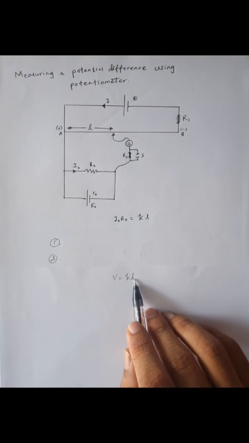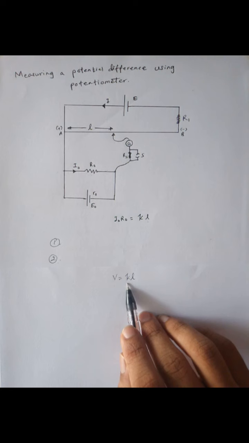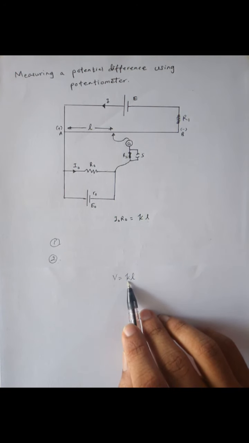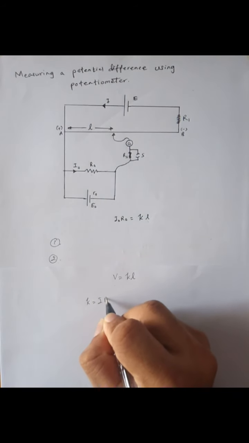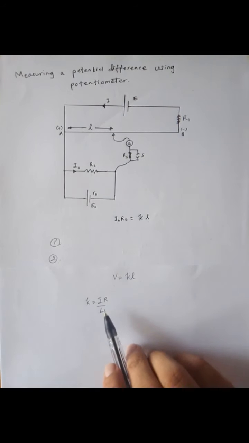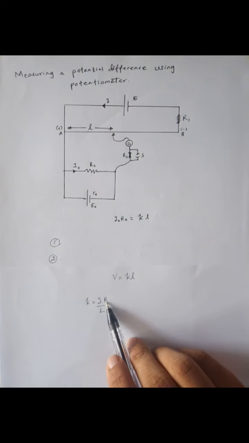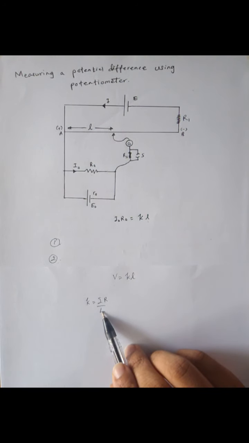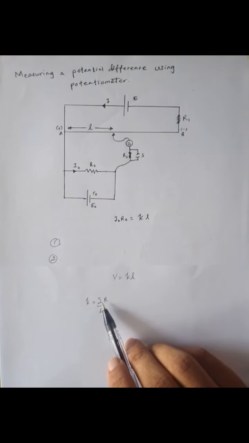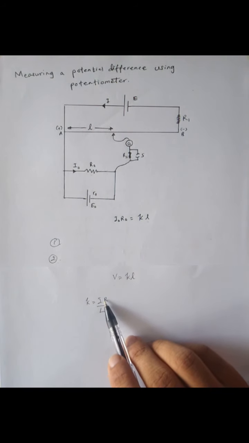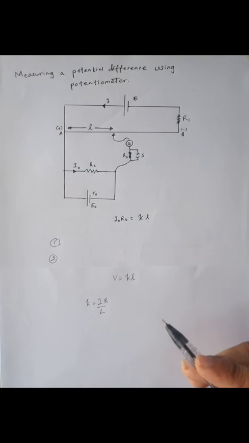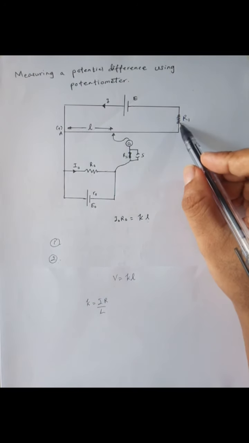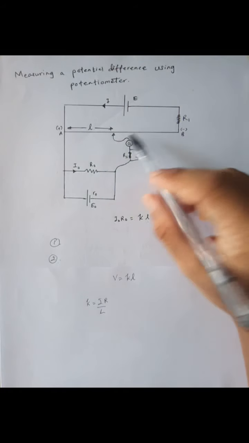So if you want to increase this balance length, what you have to do is decrease the K value. That means you want to decrease the potential gradient. Since we know K equals IR over L, here R is the resistance of the potentiometer wire and L, the total length of the potentiometer wire, is constant. So what we can possibly do is decrease the current through the potentiometer wire. So how can we decrease the current through the wire? For that we have to add a resistor in series with the potentiometer wire.